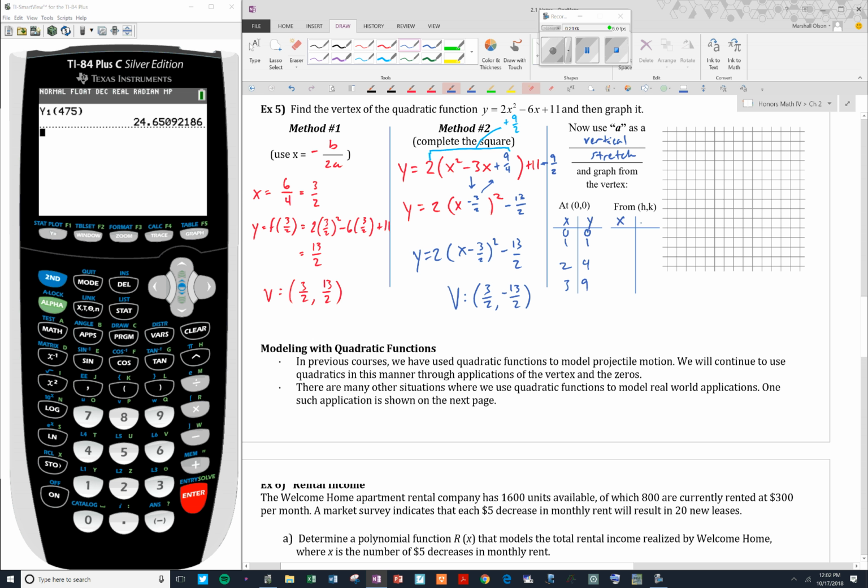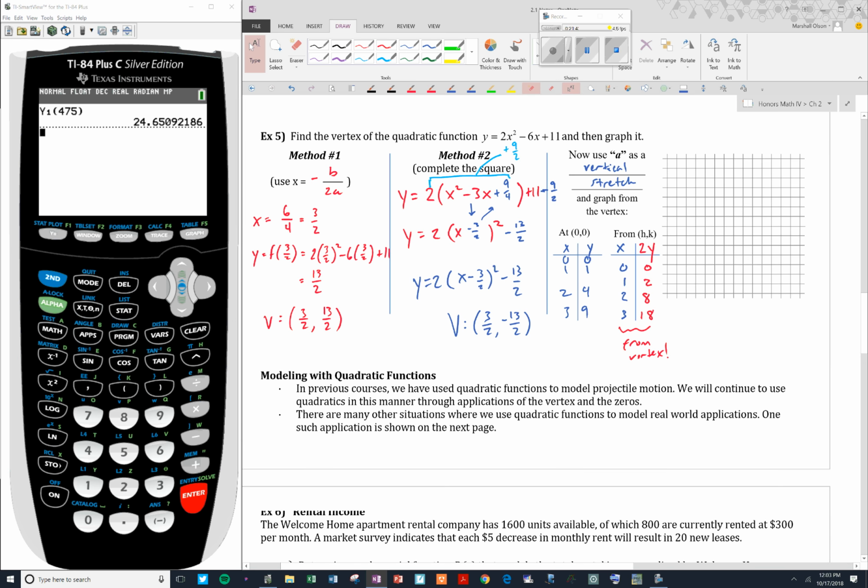From HK, remember, we want to take into account what our A value is. Our A value is 2. So we're going to stretch the y values by 2. I'm still going to keep those same x values, 0, 0, 1, 2, 3. But now my y values are going to be 0, 2, 8, and then 18. And again, these come from the vertex. You have to do that from the vertex.